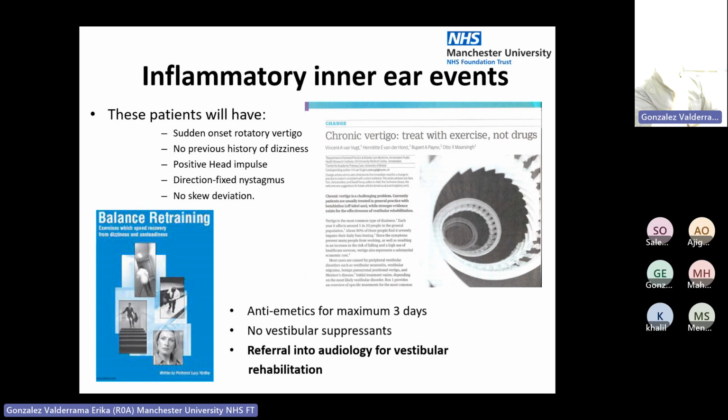But as I'm sure you all know, we don't really want to get these patients hooked on any vestibular suppressants because they won't recover, they won't compensate. If they're really being sick, they can have antiemetics.